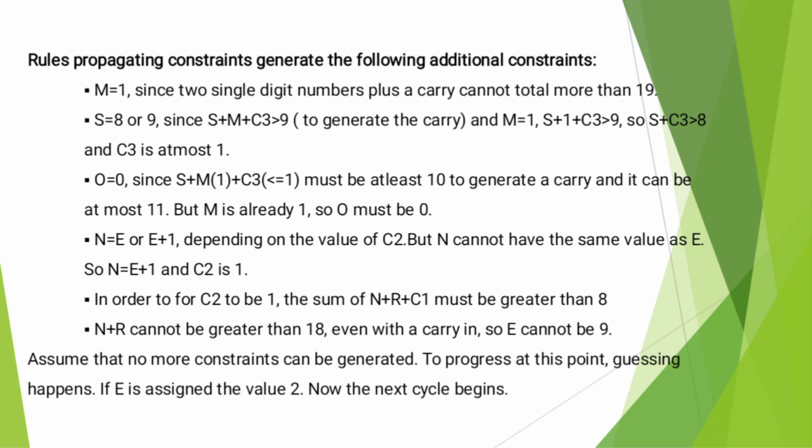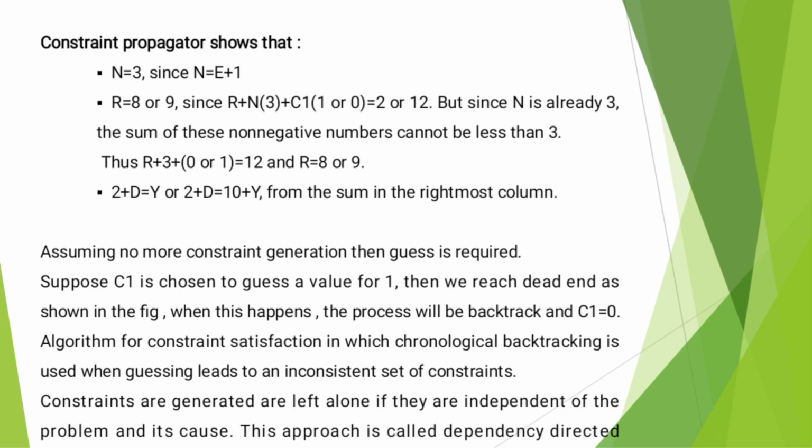In order for C2 to be 1, the sum of N plus R plus C1 must be greater than 9. Therefore N plus R cannot be greater than 18, even with a carry in, so E cannot be 9. Assume that no more constraints can be generated. To progress at this point, guessing happens. Suppose E is assigned the value 2. Now the next cycle begins.